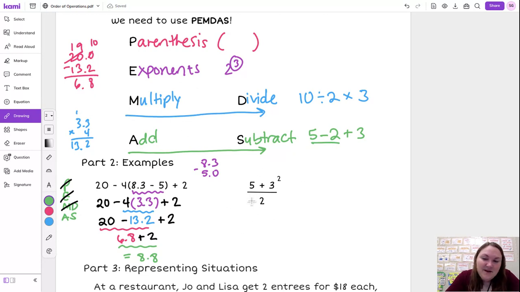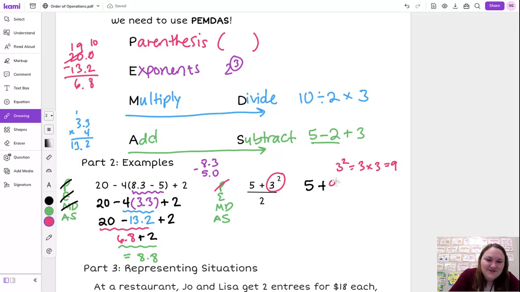So looking at this problem, if I'm using PEMDAS, and I can copy that down again for us, this time I don't have any parentheses, but I do have an exponent. So I would want to start here. I could say, well, 3 squared is 3 times 3, which is 9. So my first step is I want to copy my 5, my plus, and change 3 squared to 9 divided by 2. And so I've done my exponent.